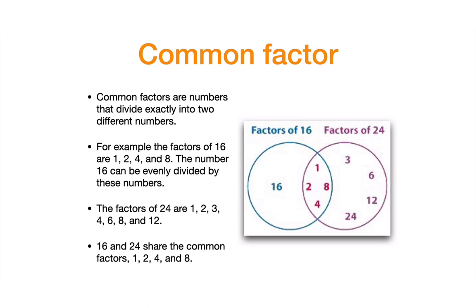For example, the factors of 16 are 1, 2, 4, and 8. The number 16 can be evenly divided by these numbers. The factors of 24 are 1, 2, 3, 4, 6, 8, and 12. 16 and 24 share the common factors 1, 2, 4, and 8.